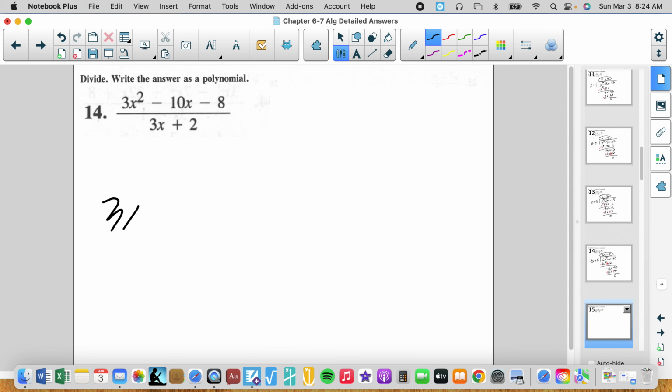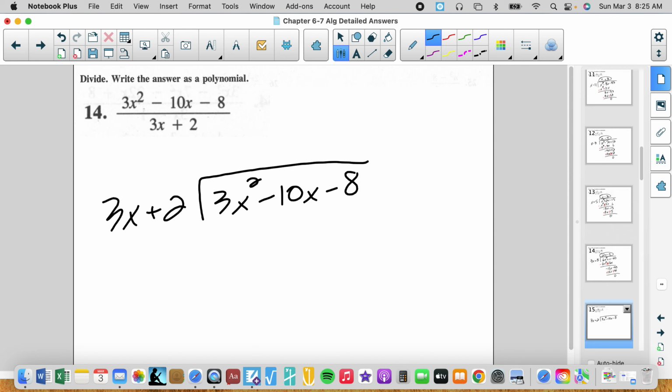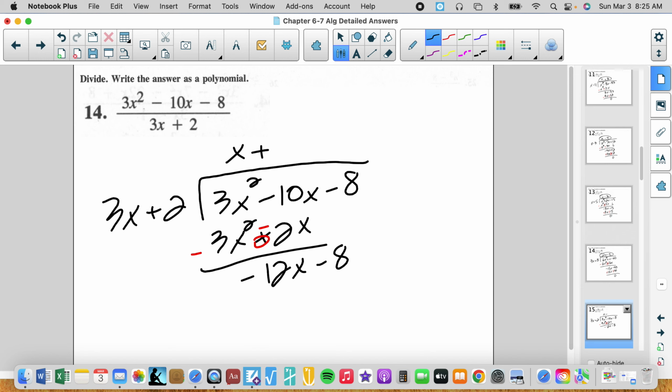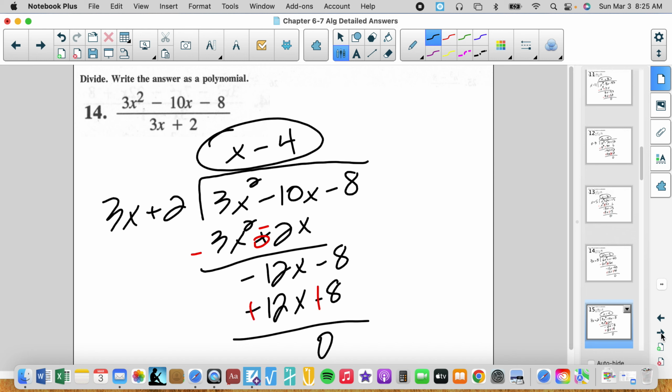yet. But at least we've got bigger coefficients in our binomial that we're dividing it into. 3x squared minus 10x minus 8. We're going to multiply it by an x. 3x squared plus 2x. Negative 12x minus 8. That's going to be a negative 4. Gives us negative 12x minus 8. And still working. Still working.